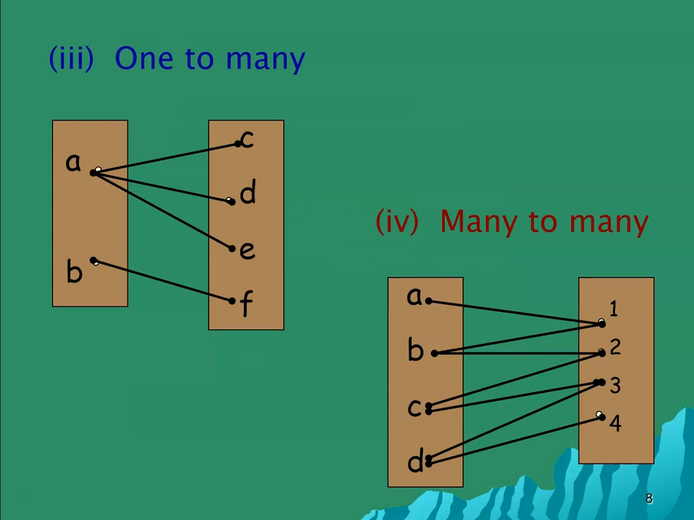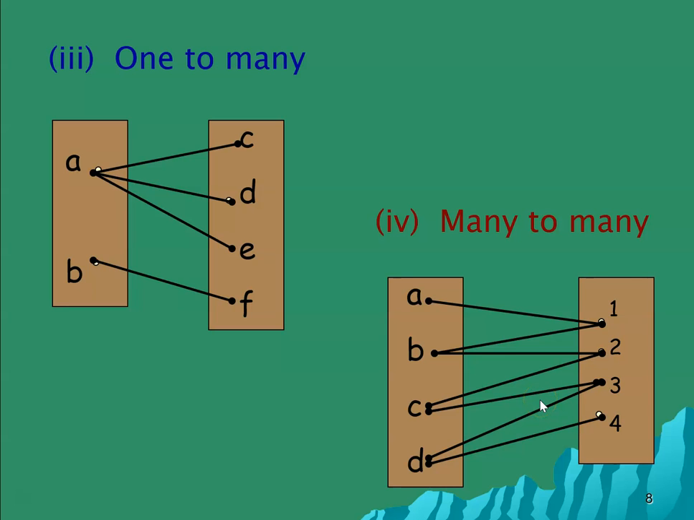Banyak kepada 1. And the third relation will be 1 to many, 1 kepada banyak. For example, over here you have A. It will be connected to C as well as to D and E. So this is 1 to many. And the fourth relation is many to many, banyak kepada banyak. For example, you have A pair to 1, B also pair to 1, but at the same time, B pair to 2, and C also pair to 2, and then C pair to 3, and D also pair to 3. So this is many to many, banyak kepada banyak.